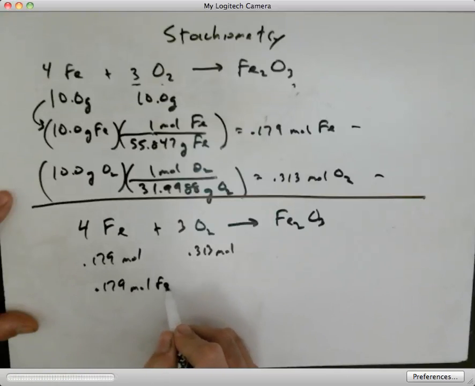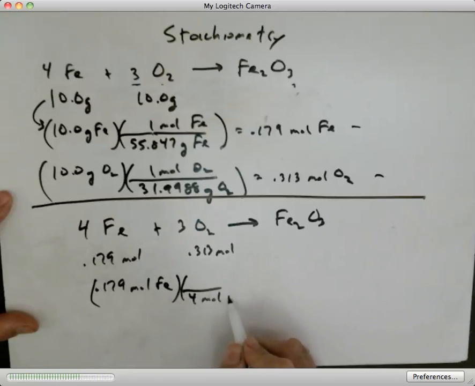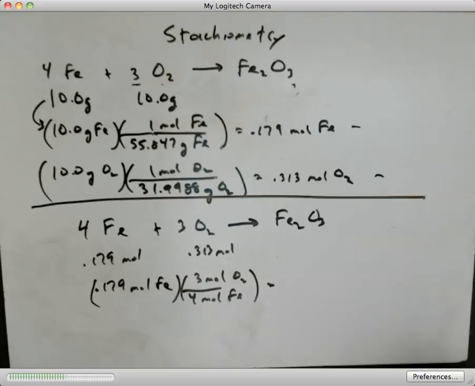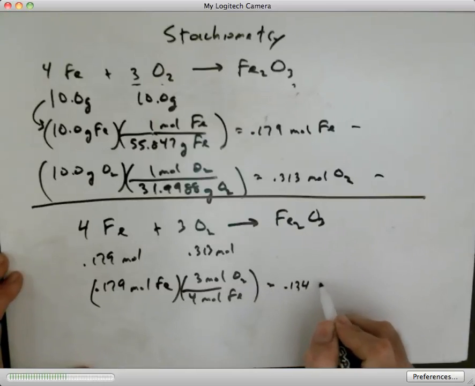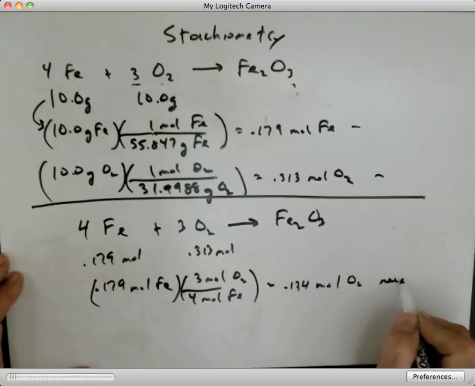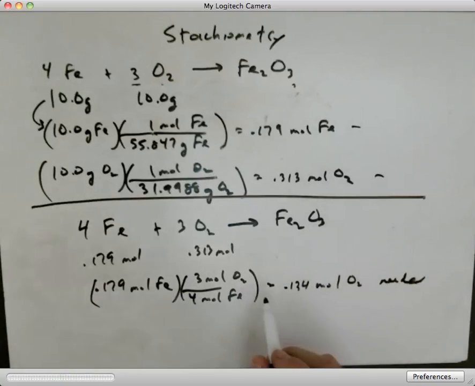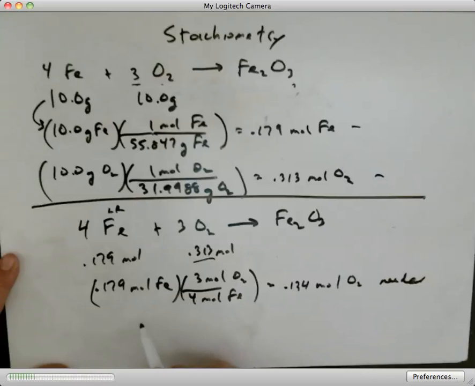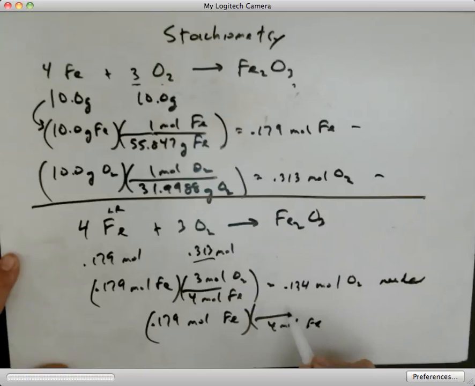That many moles of iron. It looks like there's 4 moles of iron for 3 moles of O2. That would come out 0.179 times 3 divided by 4, which comes out 0.134 moles of O2 needed. And if you have that many needed and you have 0.313 in the bucket, clearly the iron runs out first. And so that means if that's the limiting reactant, we can just continue on like we did yesterday and say the 0.179 moles of iron, and 4 moles of iron makes 1 mole of Fe2O3.